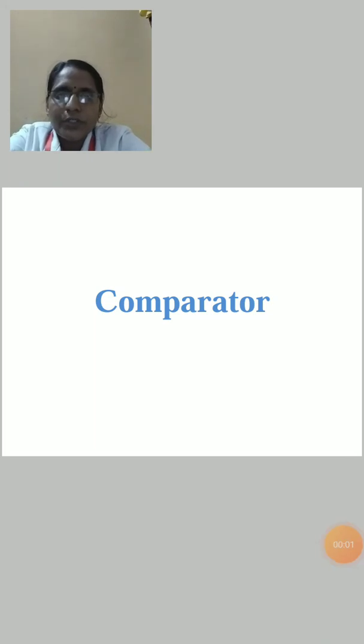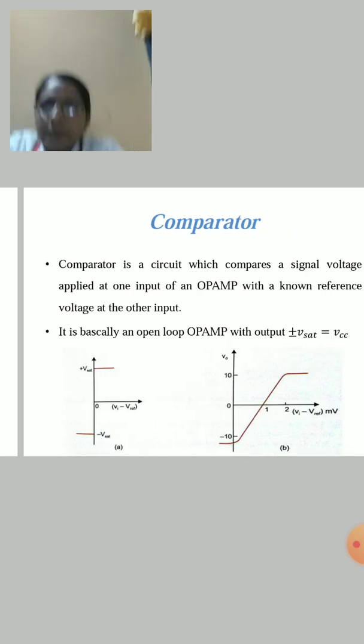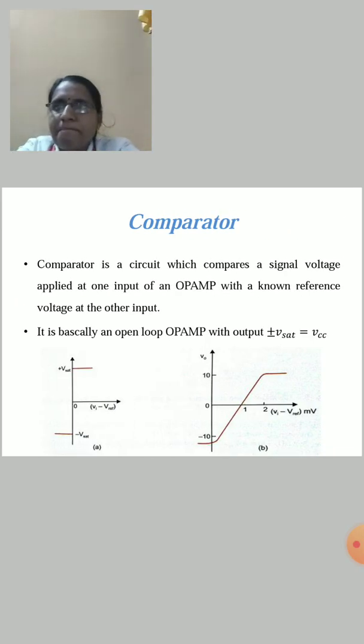So now we are going to see about the comparator circuit. In a comparator, if it is used in open loop configuration, it produces the output voltage either at positive saturation or negative saturation. This is because the open loop gain of the op-amp is very high. The output saturation voltages are denoted as plus V saturation and minus V saturation.